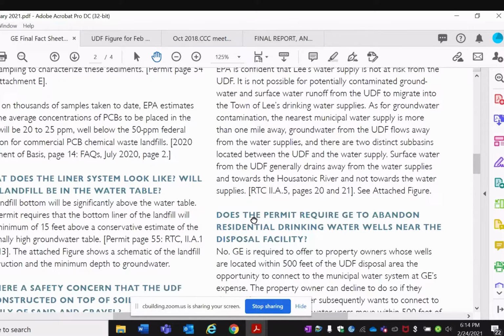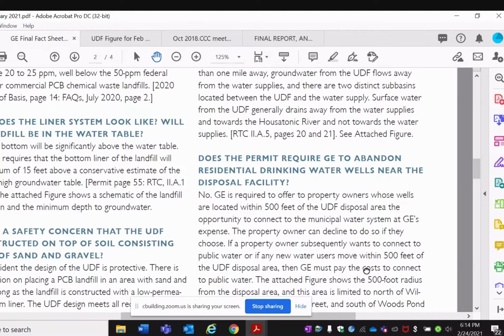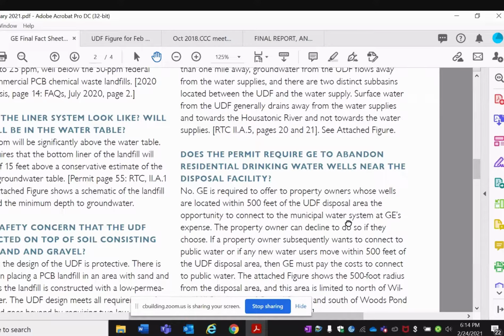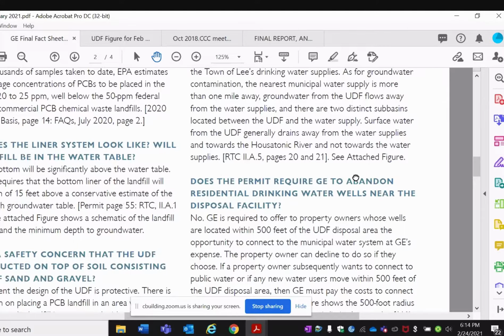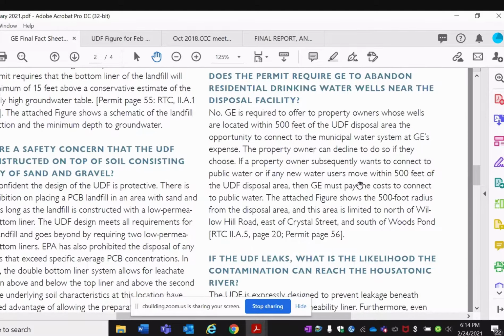I'll show you, this fact sheet has links to the permit at the end of this fact sheet. So I really encourage you to draw your own conclusions, read Appendix E, and that's the rules for what's going in the UDF. So just a couple others. I'm sure everybody has had a chance to read these.